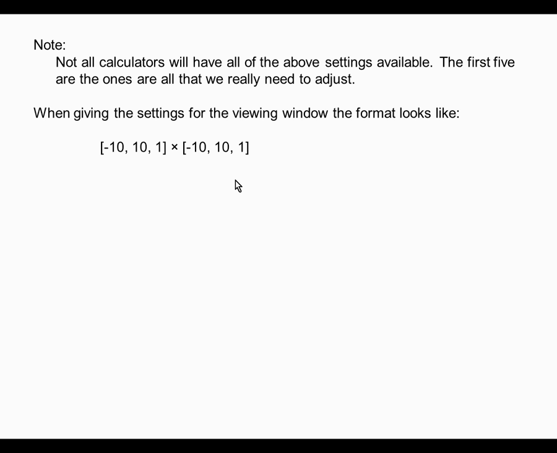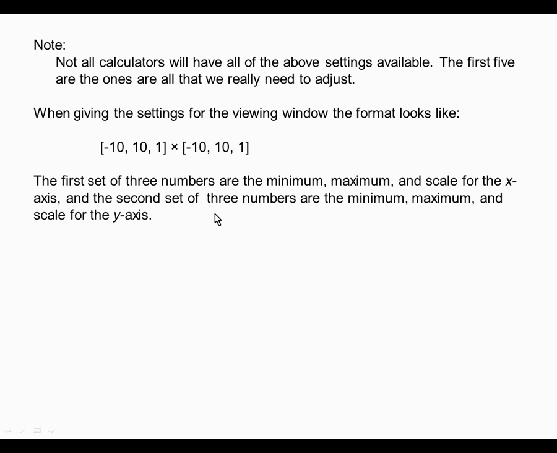Now, when giving the settings for the viewing window, it looks something like this: [-10, 10, 1] by [-10, 10, 1]. These are the x settings. These are the y settings. So the first set of 3 numbers are the minimum, maximum, and scale for the x-axis, and this set of numbers is the minimum, maximum, and scale for the y-axis. So it's always x, then y. So minimum, maximum, scale. And it's always enclosed in brackets, not parentheses.